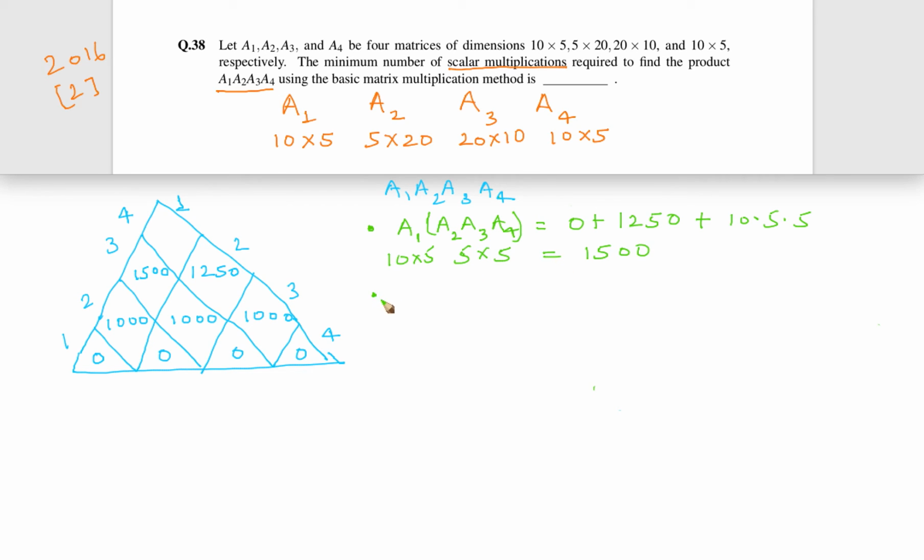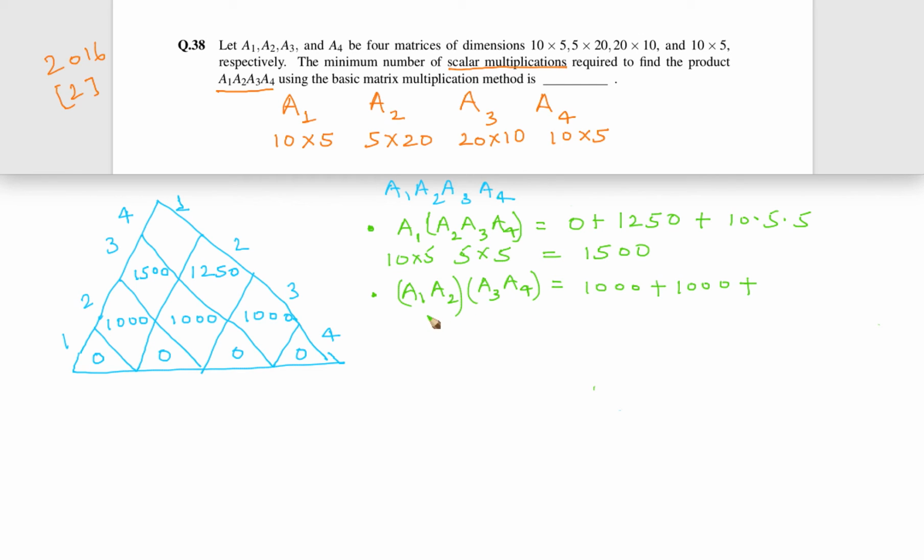What can be the other way? The other way can be something like this: A1, A2 and A3, A4. For A1, A2 we already know M1,2, which is 1000. For A3, A4 we already know M3,4, which is also 1000. Now let's come back to the dimensions of these matrices so that we can find the number of scalar multiplications needed to multiply these two resultant matrices.